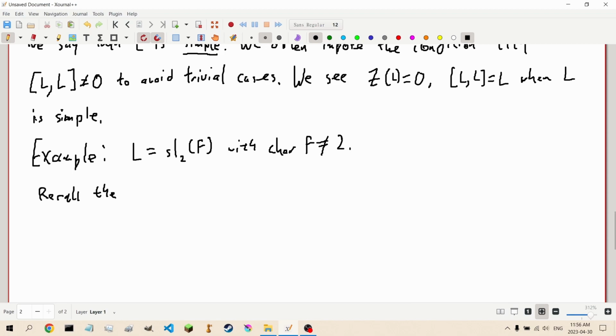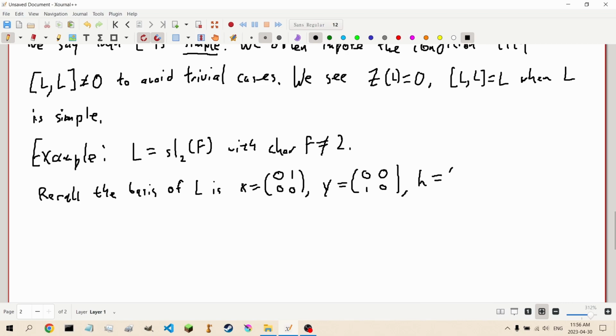Remember that the basis of L, and we're going to give names to these things. We're going to have X to our first matrix here, Y to the second off-diagonal matrix, and H as this one. And the bracket of two elements is xy minus yx as usual.